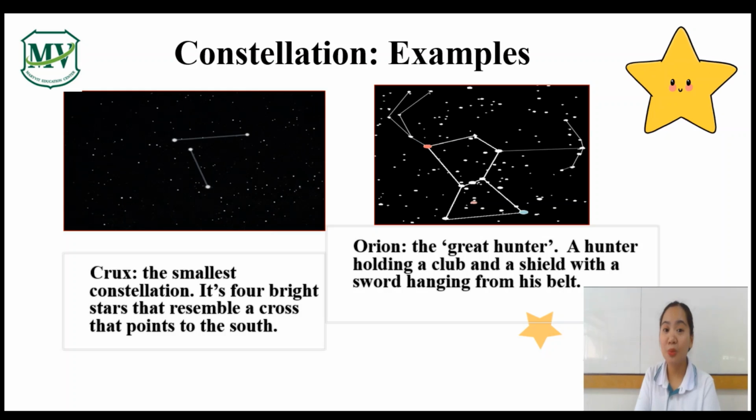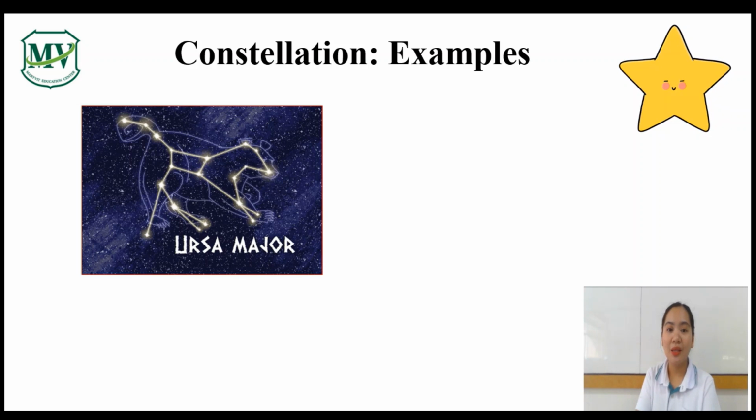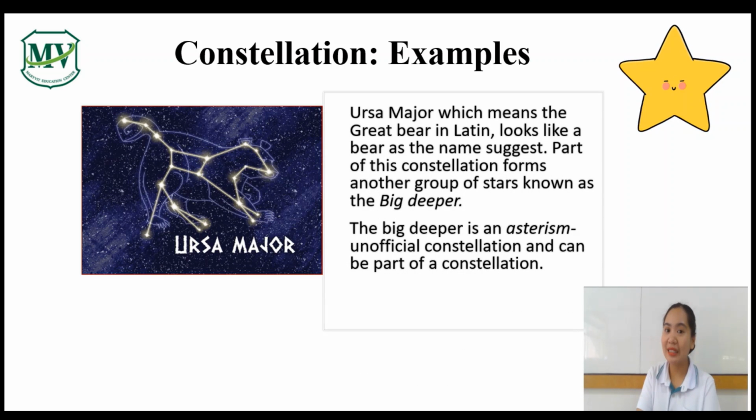Okay, now let's proceed to another one. This is the Ursa Major, or the Great Bear in Latin. It looks like a bear, as the name suggests. Right? Okay. Part of this constellation forms another group of stars known as the Big Dipper. The Big Dipper is an asterism, or an unofficial constellation that can be part of a constellation.